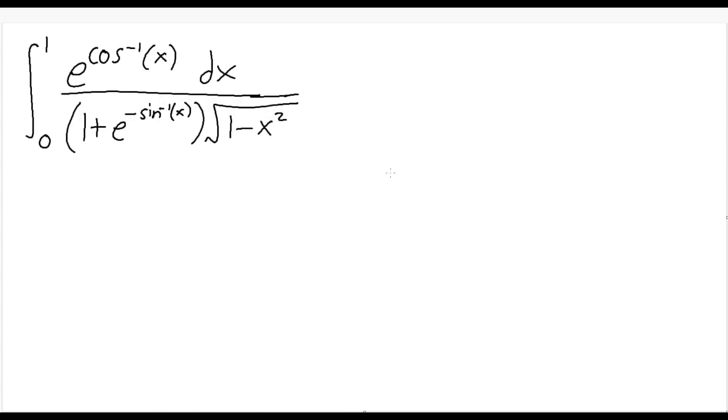Oh god, this looks hectic. This looks very, very weird. What do we do? This looks very intense. So my first instinct, because there is a negative here, is: can I multiply top and bottom by e to the inverse sine of x? Let's try it, from 0 to 1.